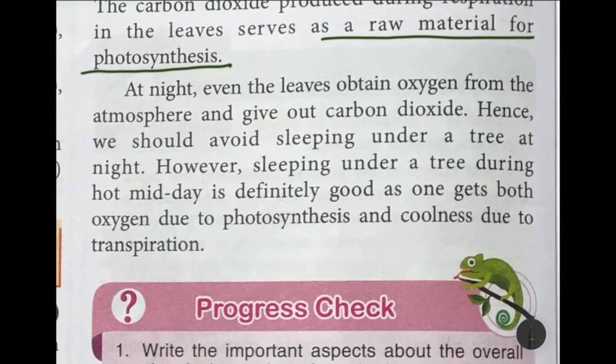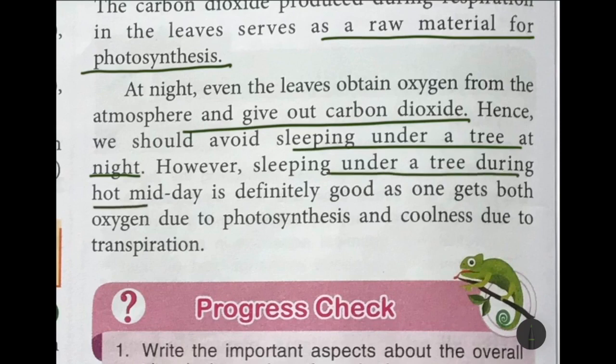Now at night, photosynthesis does not take place, so only respiration takes place. Okay, so the leaves will get their oxygen from the atmosphere and give out carbon dioxide from the stomata. There is exchange of gases for respiration. So that is why we should avoid sleeping under a tree at night. Why? Because fresh oxygen is not produced, and of course not only that, there will be insects living in the trees, isn't it? But it is said that sleeping under a tree during hot midday is good.